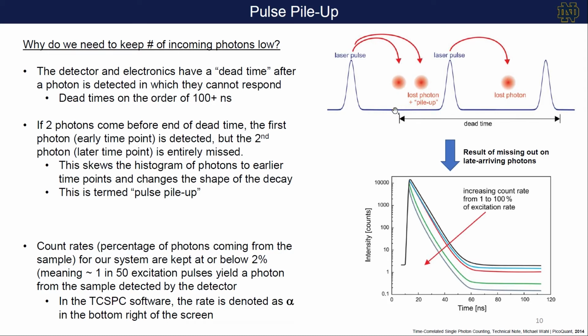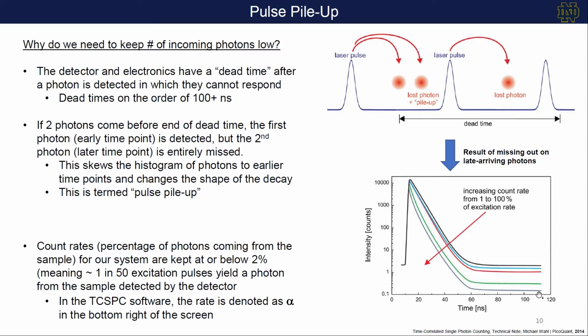So what ends up happening is we start counting photons that arrive first, and by definition those are photons that arrived earlier, and we start to miss the photons that come later. Again, this happens if we have too many incoming photons from the sample. If we look at what that looks like in a simulation, down here in this trace, the black is if we have 1% of our photons coming from our sample. If we have more and more photons coming from the sample, so more and more pulse pileup, you can see this starts to skew the decay trace and makes it look like it's a lot faster all of a sudden.